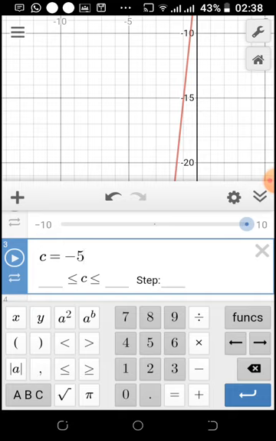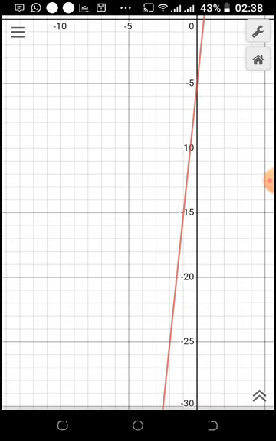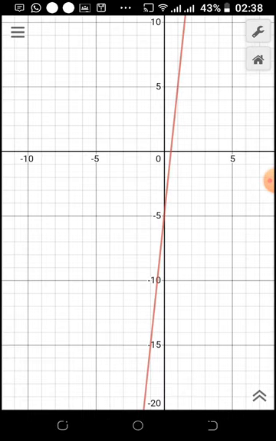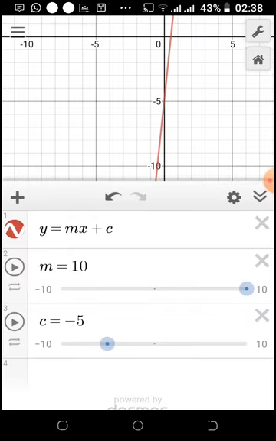So when I change it to -5, this is what I'm having. As the line is cutting the y-axis, you can see that it has cut it at the point where the ordinary number is -5, where the intercept is -5. The intercept is your c. So that's just to show you that with the generic form of the equation, m can take any form.